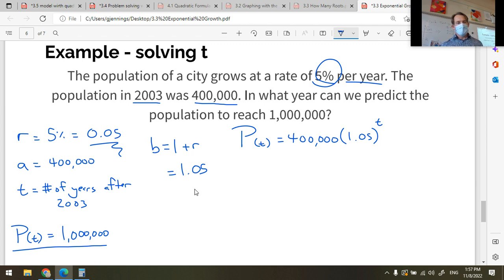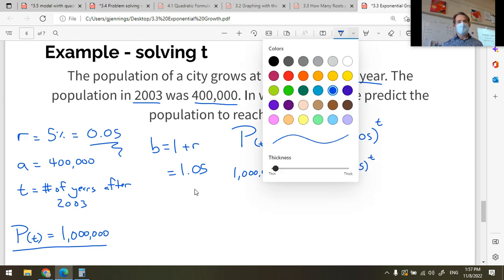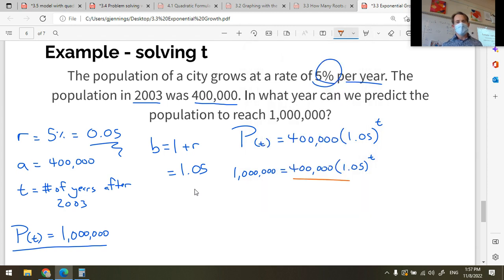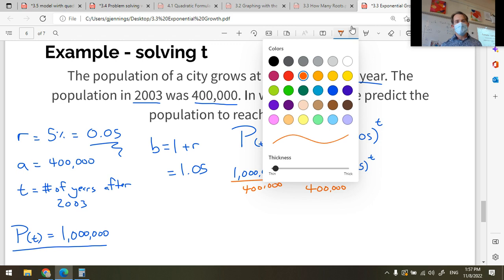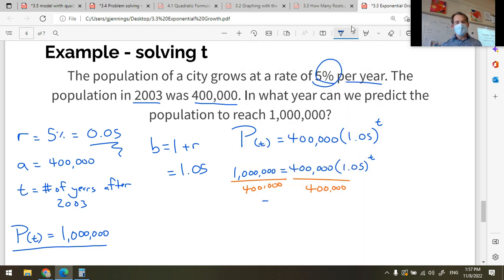So P of t is equal to 1 million. 1 million, put it in, is equal to 400,000 that grows for some number of years at this percentage growth. Now get out your inverse operations pen and do all the inverse operations you can. We can divide this 400,000 away. And then we find that 5 over 2, or 2.5, is equal to 1.05 to the t.